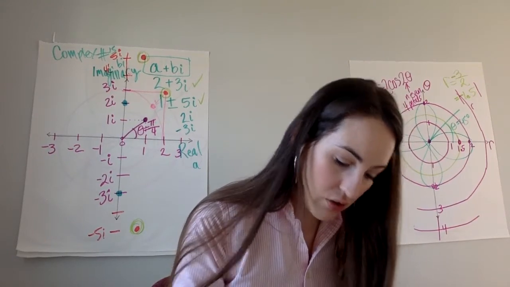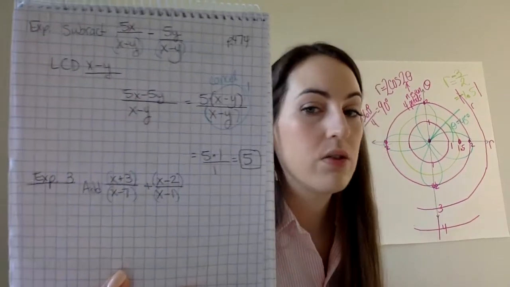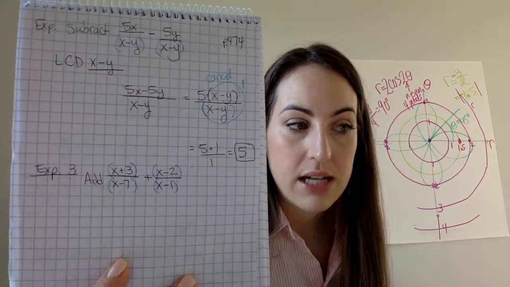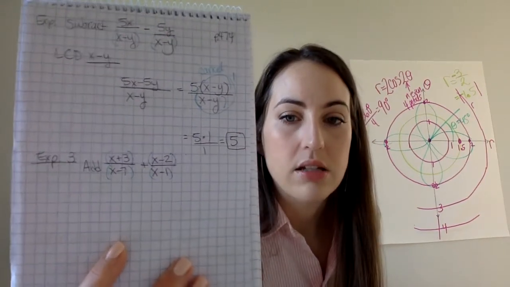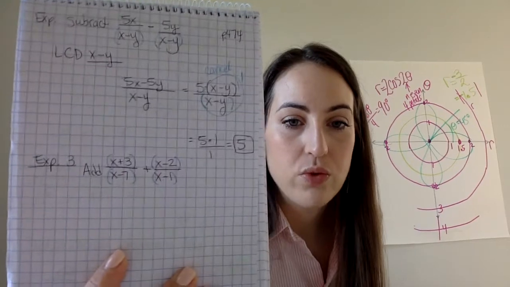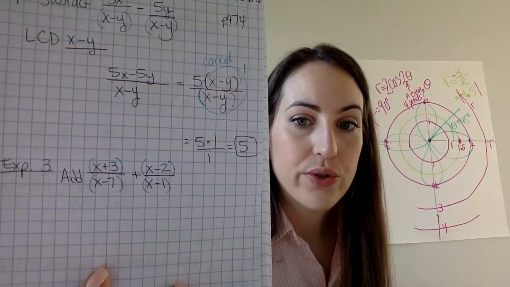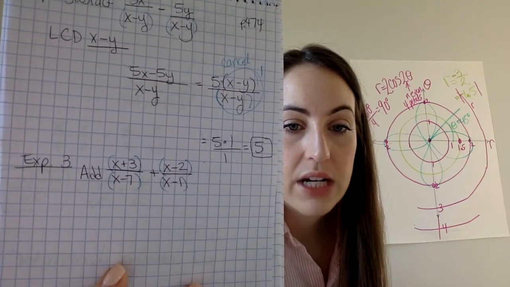So I don't want you to try and do anything crazy like think you can cancel the x's. You cannot cancel those x's. That's a binomial. That x is not multiplied onto the 3 and the 7 and the 2 and the 1. It's added or subtracted, okay? So do not cancel x's here. We have to cancel the whole term, the whole binomial there. So we have an x minus 7 and an x minus 1.